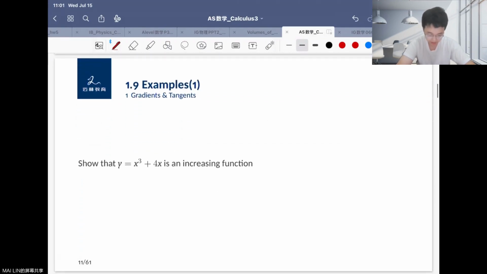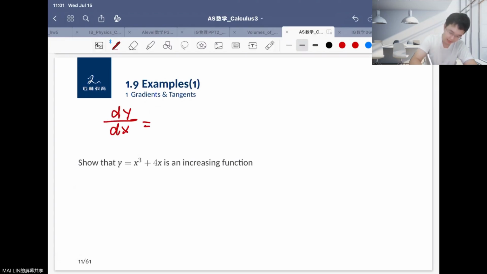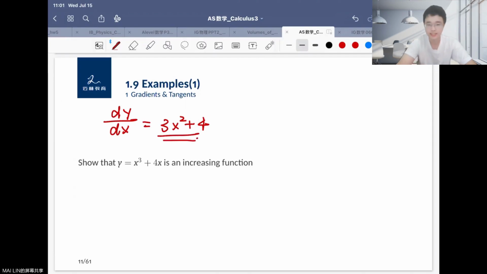Here are examples. Like y equals x cubed plus 4x, and to determine whether it is an increasing function or not, we first differentiate it. So dy/dx is 3x squared plus 4. You can find that this is bigger than or equal to 0 plus 4, so bigger than or equal to 4. So we can say that it is an increasing function.